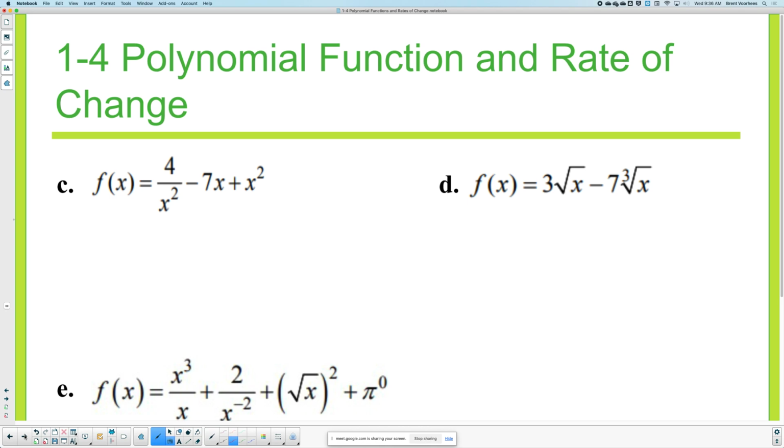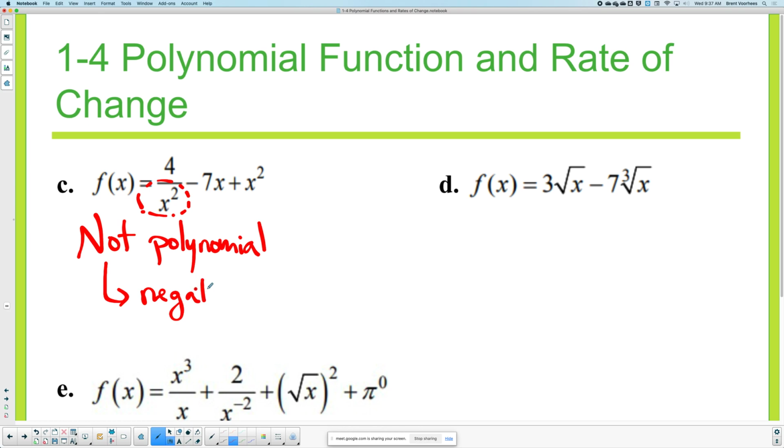All right. Let's go to C. Polynomial, not polynomial. I'd say not polynomial. I agree with you. What do you see? We're dividing by x squared. You're not allowed to have powers in the denominator, which means negative power. So that x squared is the same thing as a negative power of 2. So that's why I'm going to put it down here as a negative power.